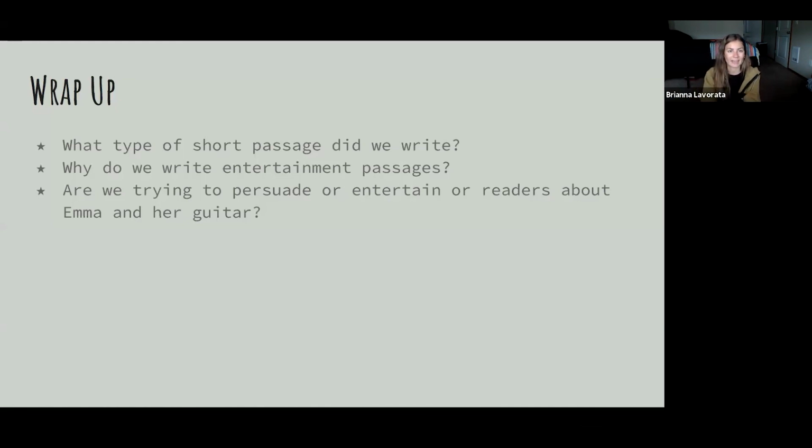So in this given story that we wrote about Emma, are we trying to persuade or entertain our readers about Emma and her guitar? So think about that one. Are we wanting to persuade them why to play the guitar or why Emma loves the guitar? Or are we trying to just entertain them about why Emma loves the guitar? So think about that one. The answer to that is to entertain, right? So we talked about this one and it kind of goes along with our first question here. What type of short passage did we write about? And we used entertain because we wanted to just keep people busy and make them laugh by reading our story.